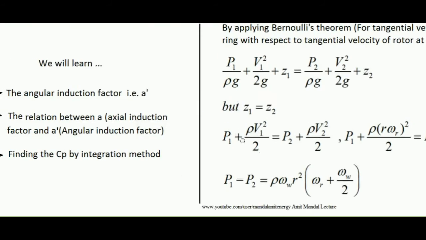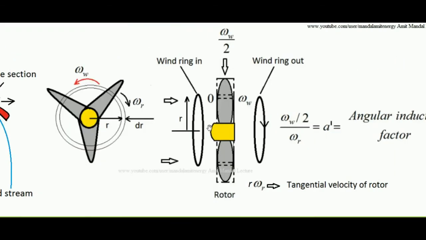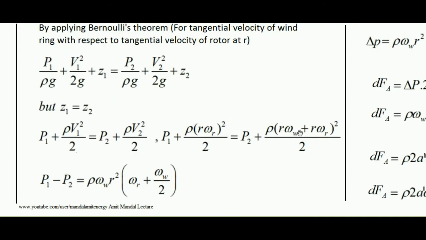Now what is the final velocity? Finally the wind ring is leaving with velocity omega w. But the relative velocity with respect to this moving blade, which is spinning in the opposite direction, is as follows. Omega w into r is the tangential velocity of the wind ring when it becomes wake, plus the tangential velocity of the rotor, because both are moving in opposite directions. So r omega r plus r omega w will be the wind ring's relative tangential velocity when it becomes wake. So that I have written over here.